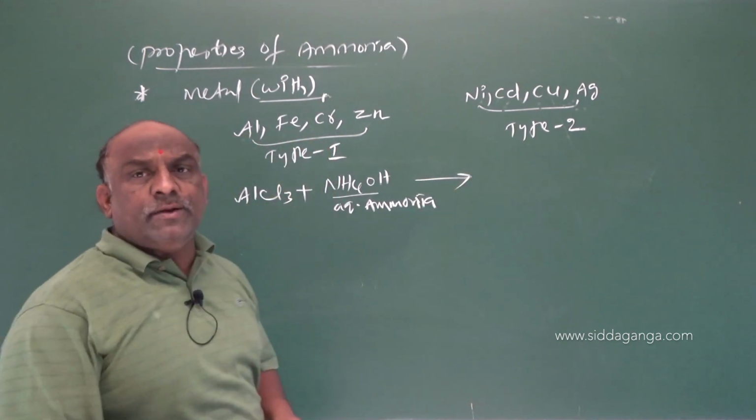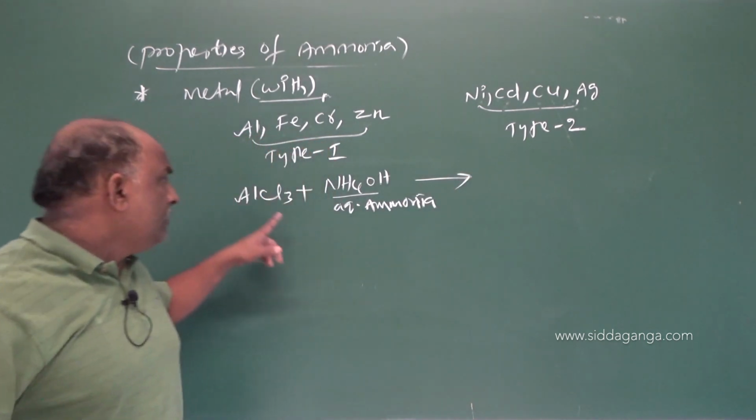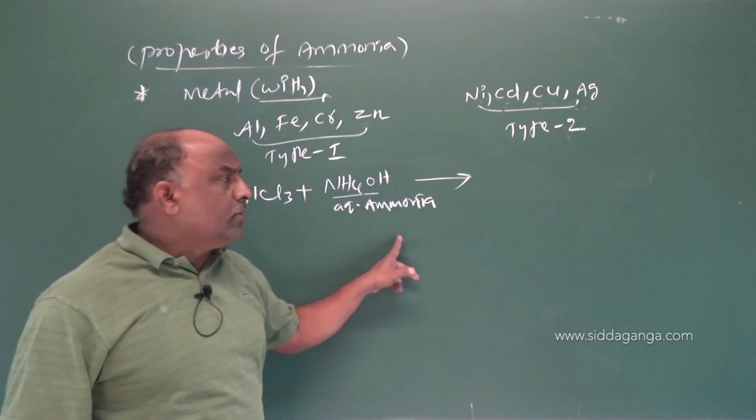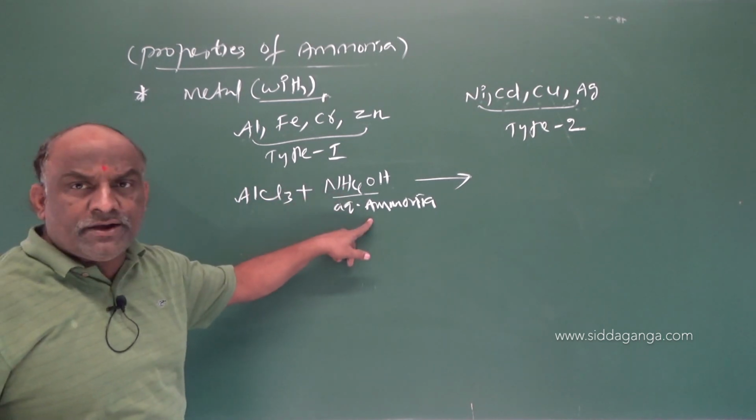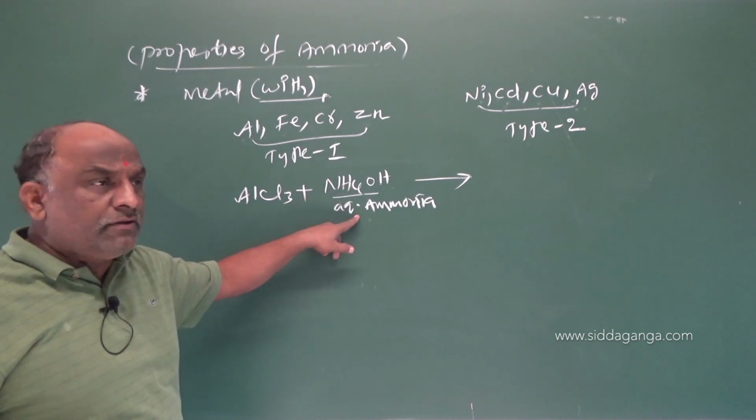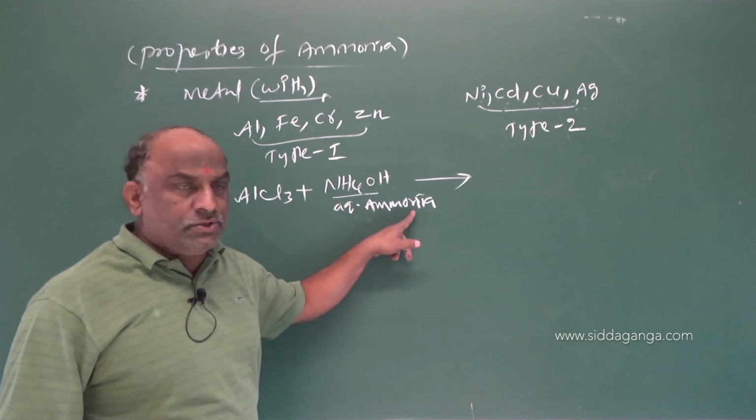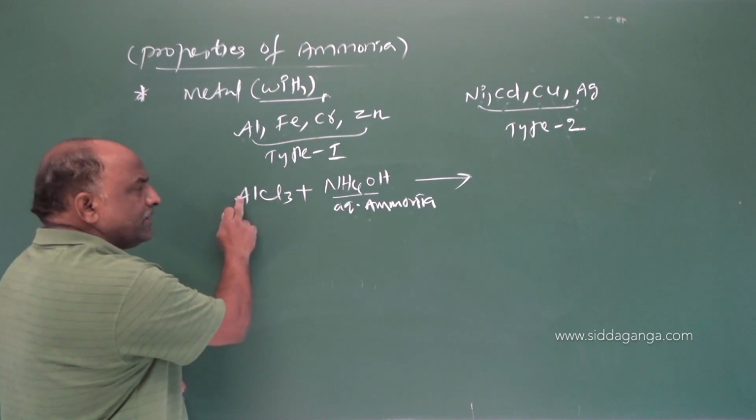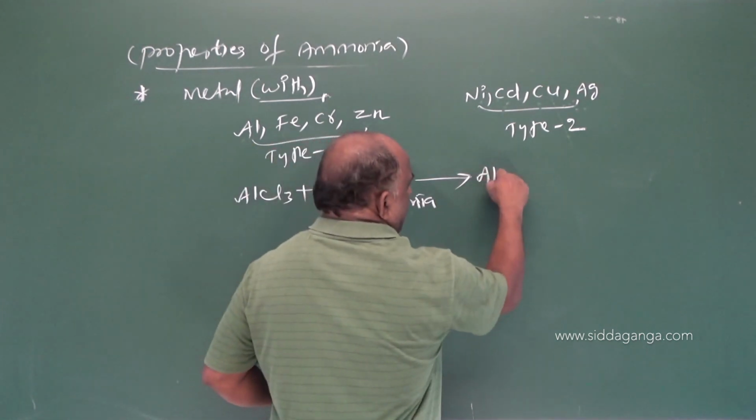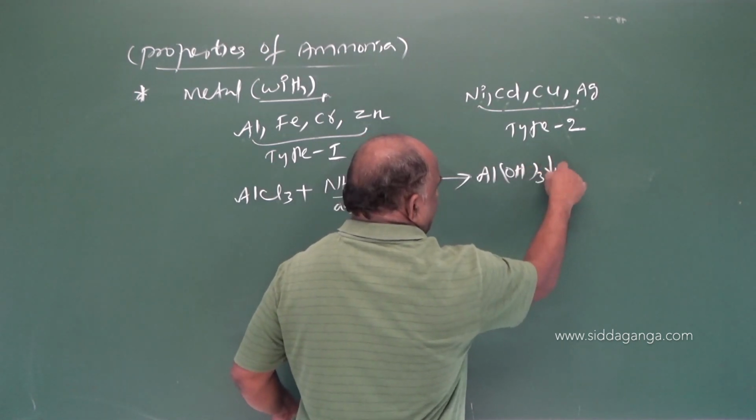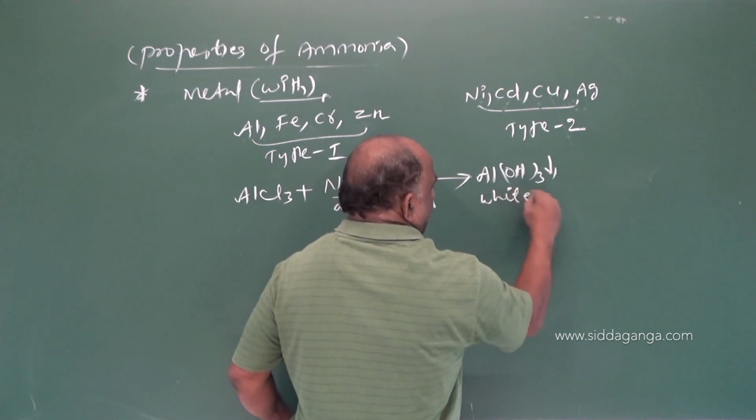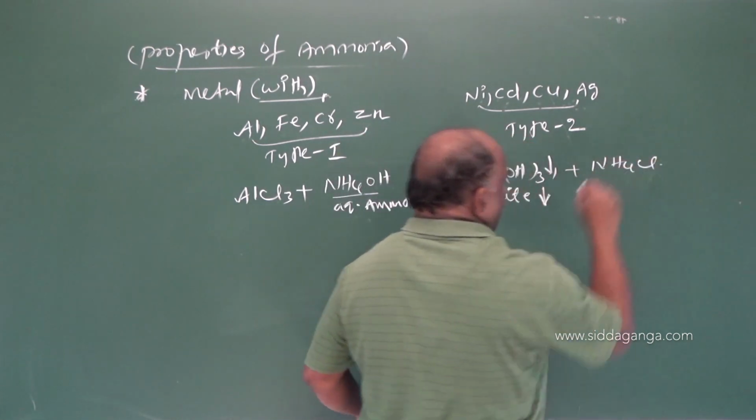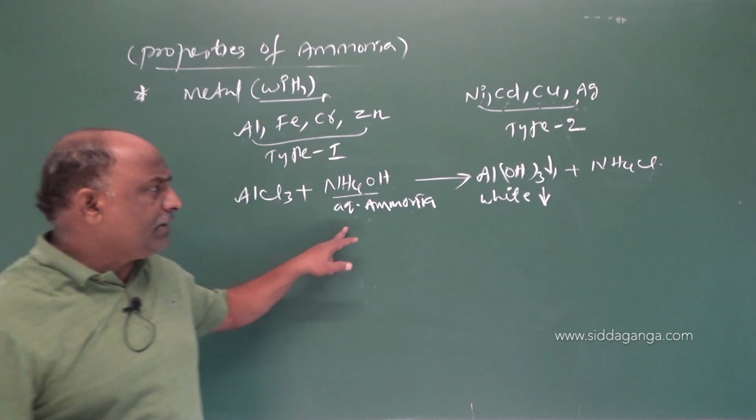What happens when aluminum chloride, an aluminum salt, is dissolved in ammonium hydroxide, or aqueous ammonia solution? What will be the answer? NH4Cl we will get, plus Al(OH) taken thrice. This is a white precipitate, and NH4Cl. So see this reaction, a very important reaction.